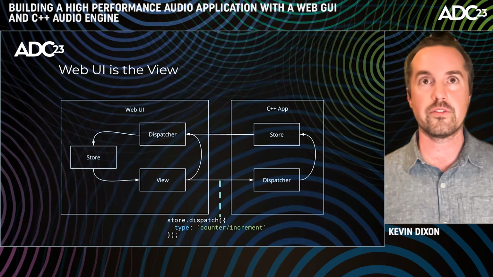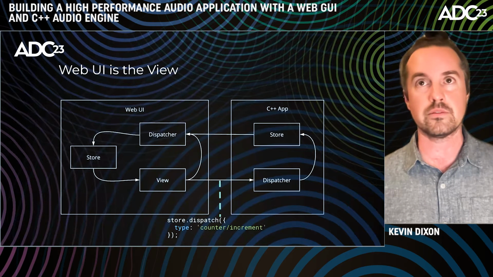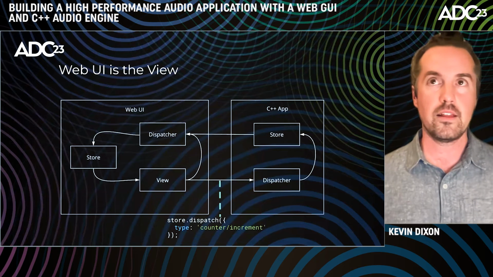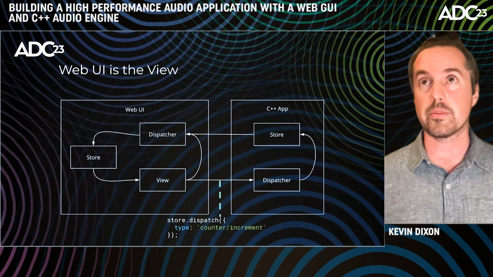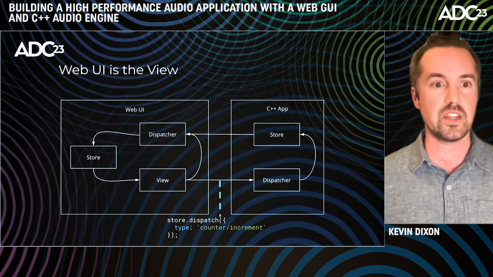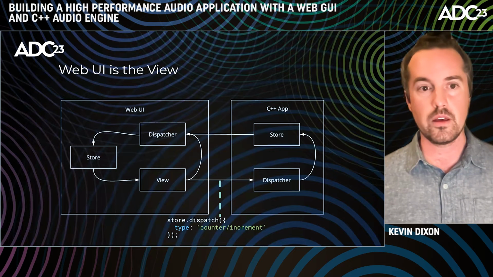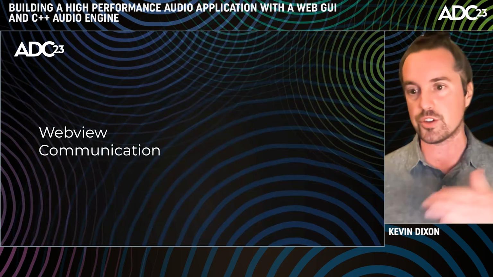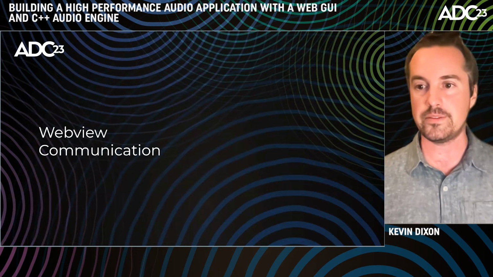So to start off, the view sends this action and it's serialized and sent down to the dispatcher. And until the C++ application returns the new state, the view doesn't do any changing. So we'll hand it back to Colin to get into some of how we are actually transmitting data back and forth.